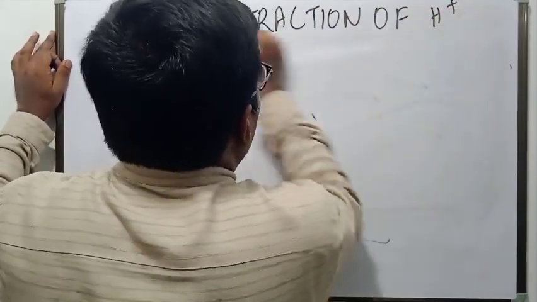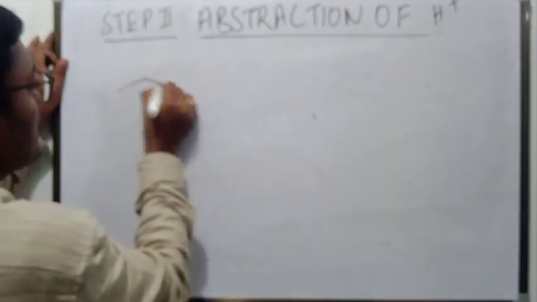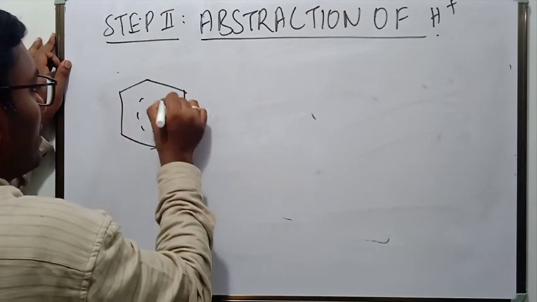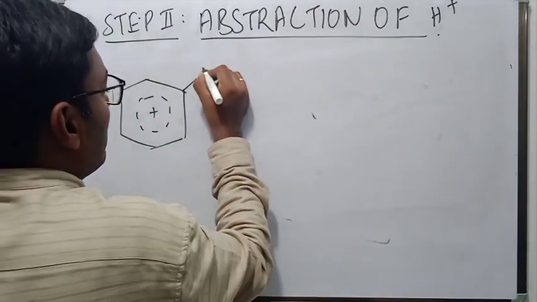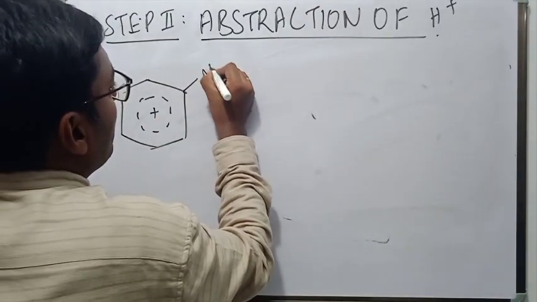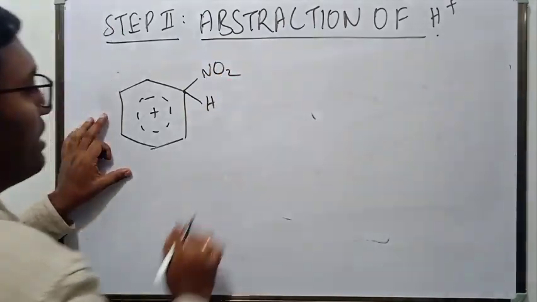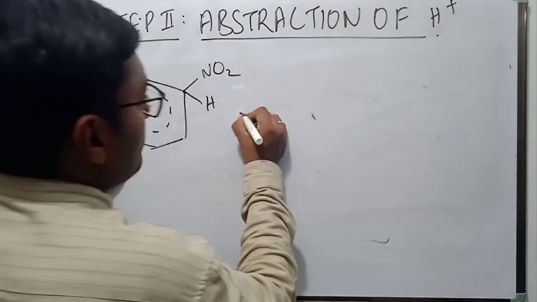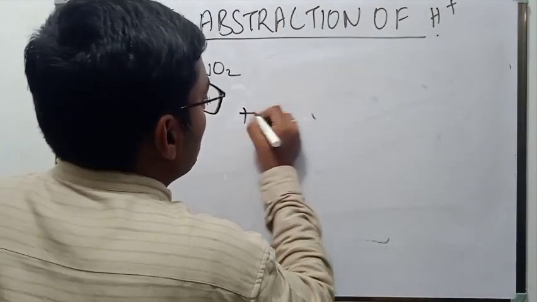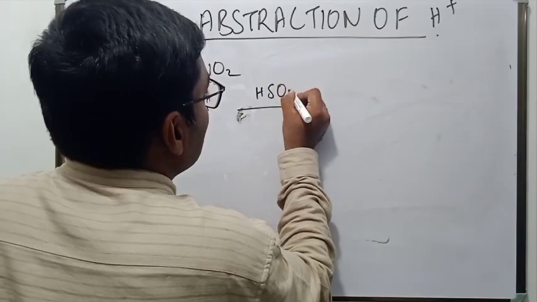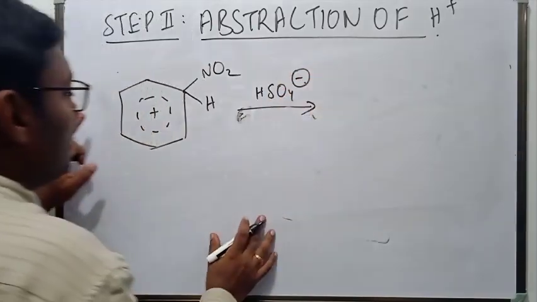Abstraction of proton. Let's see. This was the unstable carbocation that was formed. Everywhere positive, and here was our NO2 and here was H. Okay, now what would happen? Your base is there. Which was the base? Do you remember? The conjugate base, HSO4 minus, right? Okay, now what would happen?